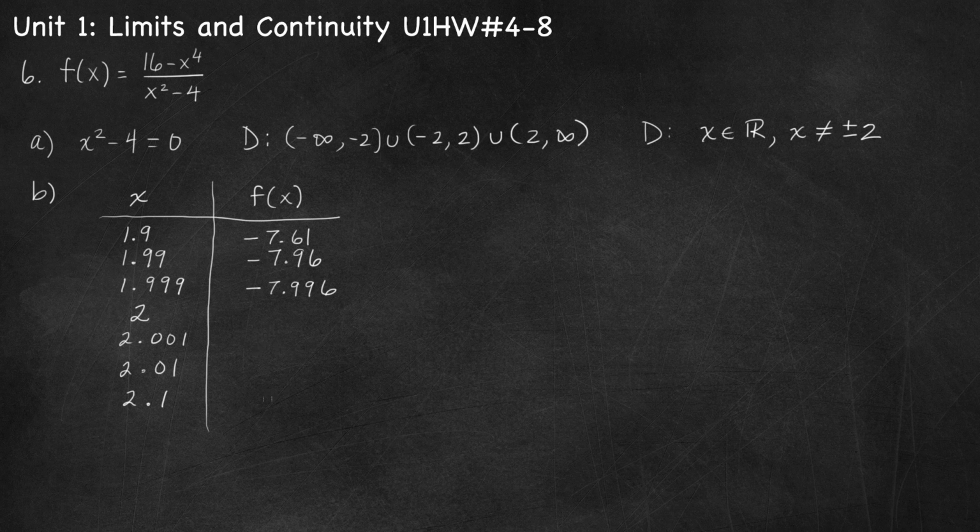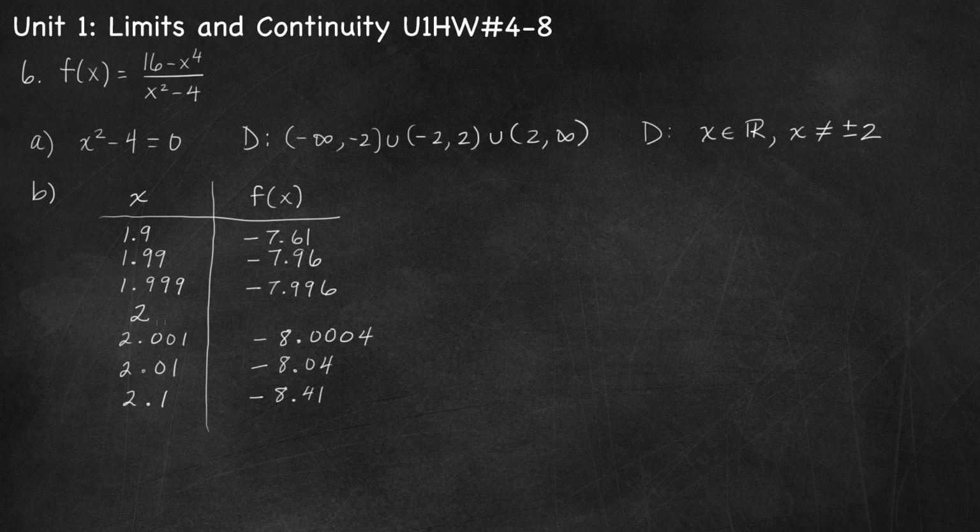At 2.1, our y value is negative 8.41. At 2.01, f of 2.01 is negative 8.04. F of 2.001 is negative 8.0004. So it also appears that we're approaching negative 8 from the right-hand side. Now, what is happening at 2?